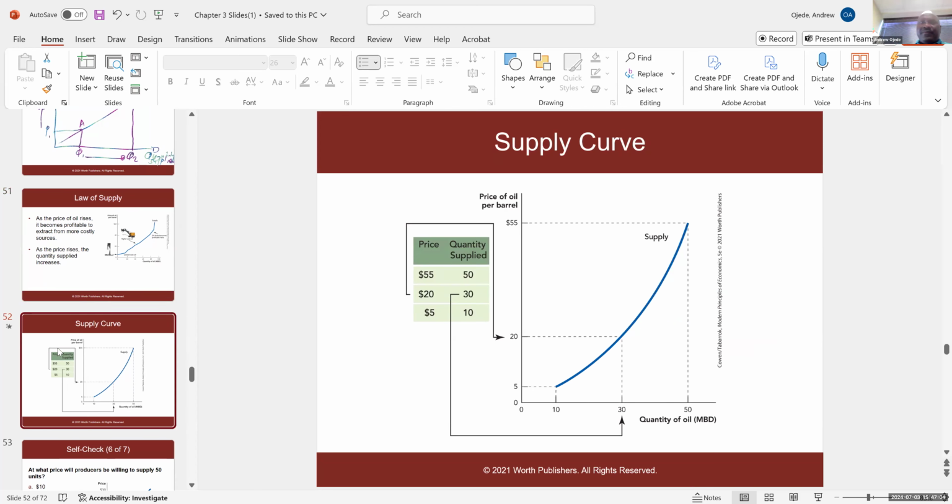Okay, so now you can see that this is what we call a supply schedule. When the price of oil is $55 per barrel, the suppliers of oil are willing to supply up to 50 million barrels per day. And then when the price drops from $55 to $20 per barrel of oil, see, the suppliers want to decrease their supply from 50 to 30. See, it's a positive correlation. They move in the same direction. As price decreases, quantity supplied decreases. As price increases, quantity supplied increases. That's why the supply curve is upward sloping.